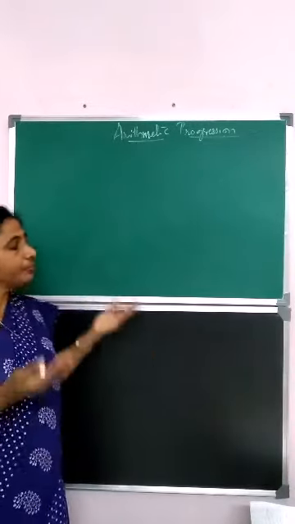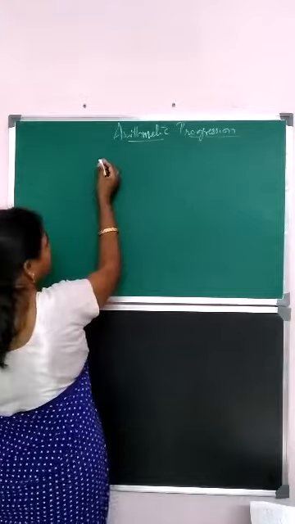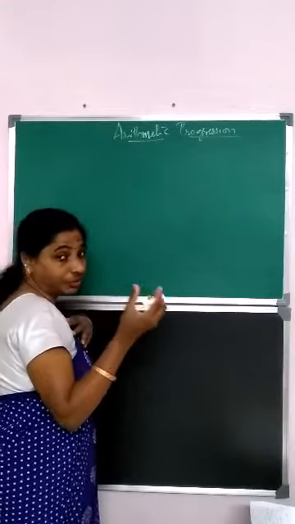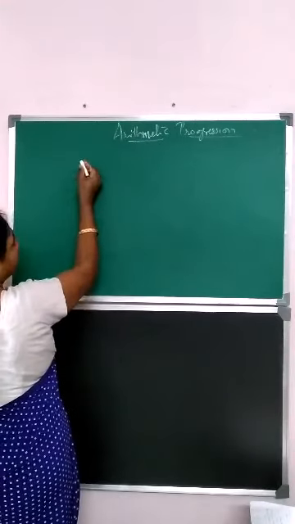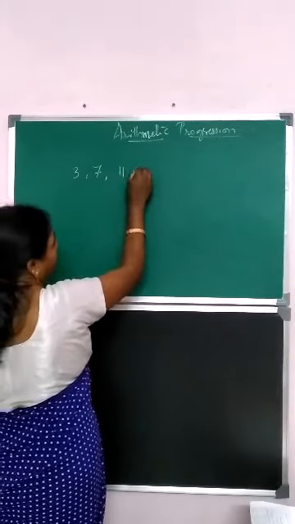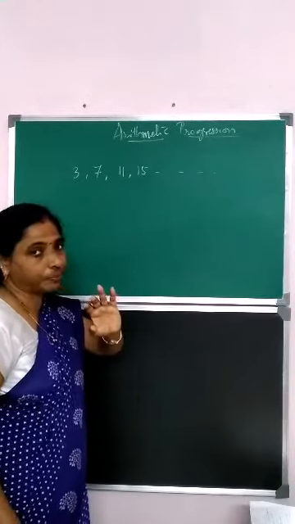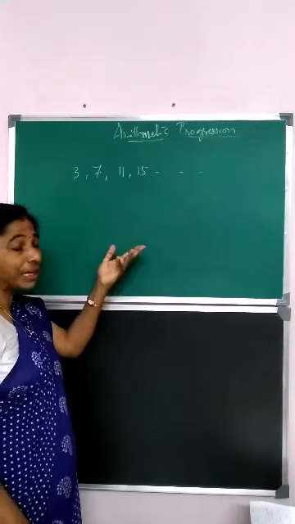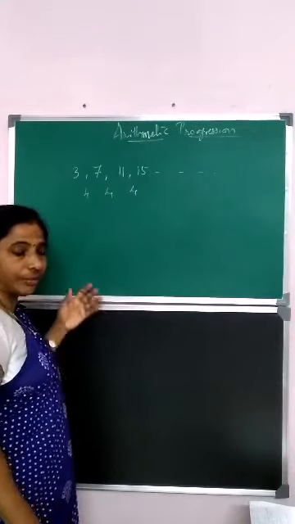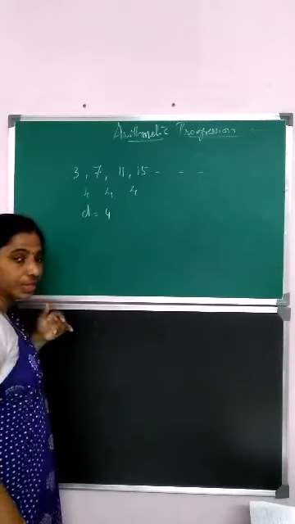Already we have dealt with this once. This is the introduction, I'll just give it to you. Whenever you have numbers with a constant difference, for example 3 plus 4 is 7, 7 plus 4 is 11, 11 plus 4 is 15, etc., then we say that these numbers are in AP. It has a certain pattern. The pattern is that we have added 4 every time. That means the common difference here is 4.